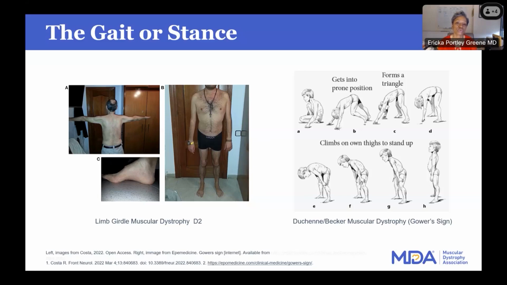It's because the center of gravity is off, and this is the compensatory mechanism which many of these patients display to maintain themselves upright, legs far apart. Again, not specific for any particular one, but first classically described in boys with Duchenne muscular dystrophy.